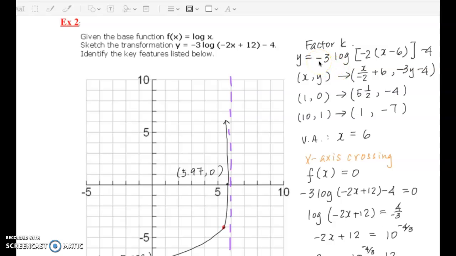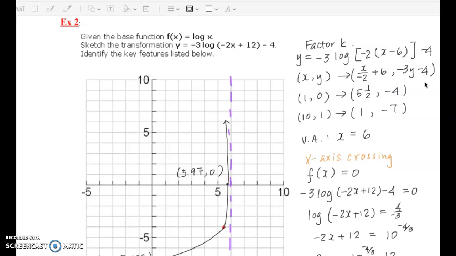So -3 gives us a vertical reflection, stretch vertically by a factor of 3, reflect over the y-axis. The 2 tells us it's a horizontal compression by a factor of 1/2. x minus 6 means we're moving 6 units to the right. Minus 4 means we're moving the graph 4 steps down. Putting this into mapping rule, we get (x over -2 plus 6, -3y minus 4).